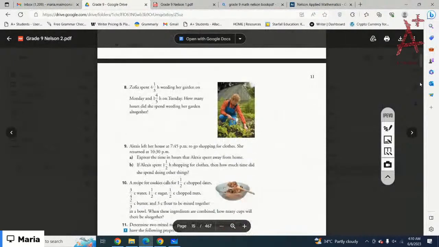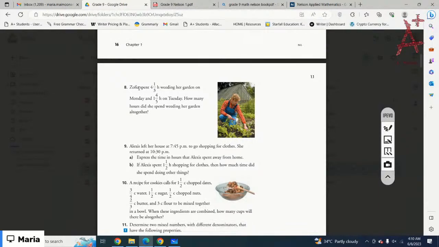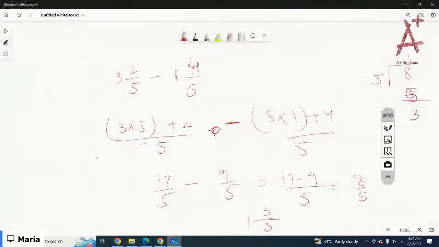Okay, let's just start with question number 8. Zofia spent 4 whole 1 by 3 hours reading her cartoon on Monday and 1 whole 4 over 5 on Tuesday. How many hours did she spend reading her cartoon all together? So basically you have to add, you have to calculate the total time. You can just add 4 whole 1 by 3 and 1 whole 4 over 5. Got it?